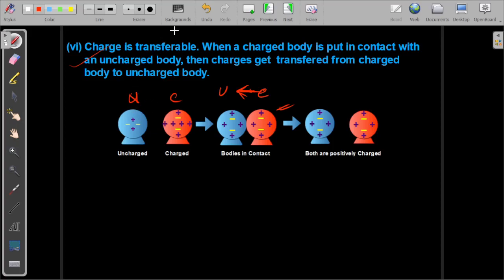So look at this, and look at the uncharged body. Here I am assuming that both bodies are identical. That means their shape and size are the same. Look at this: it has two positive charges and two negative charges. That means the total charge will be zero. That means it behaves like an uncharged body.